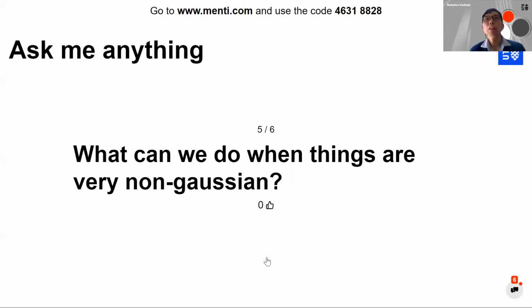Yeah, what can we do when things are very non-Gaussian? There's some SLAM work considering non-Gaussian distributions. For example, they consider the noise to have a uniform distribution with a certain hard bound. There are some papers on this, some of them published in top journals, but the computational complexity is a lot higher. So probably for small problems, we can get good results. For larger scale problems, more research is still needed for this non-Gaussian case.